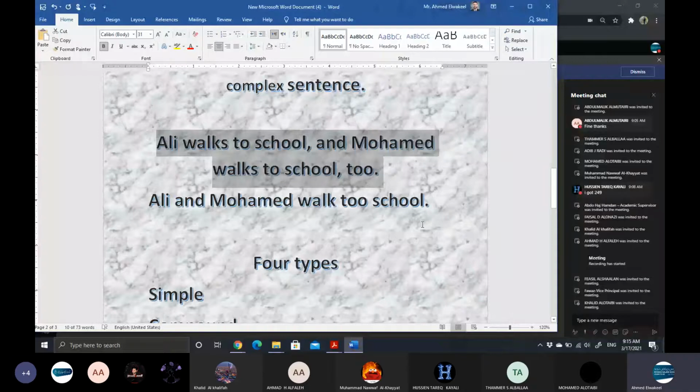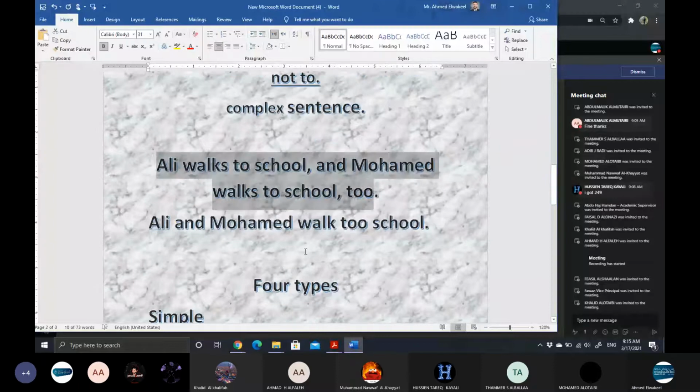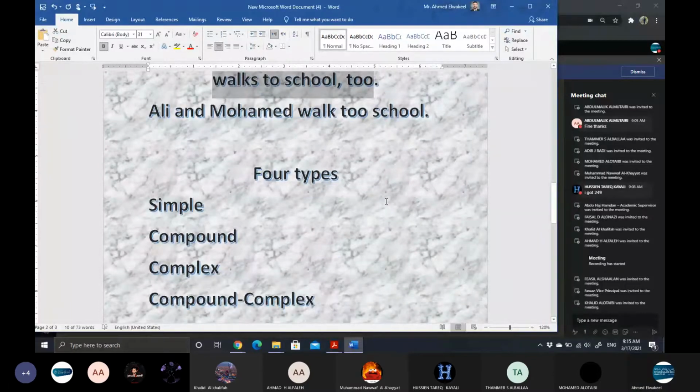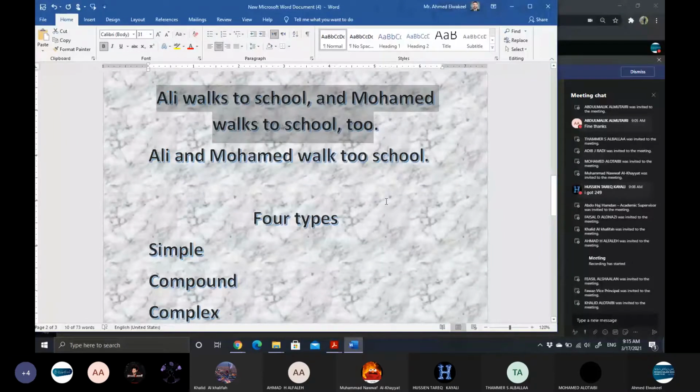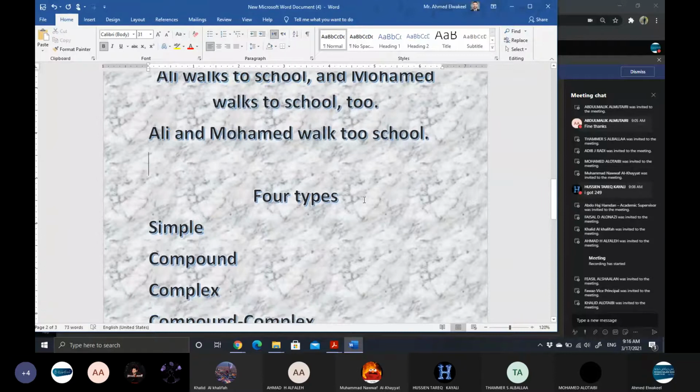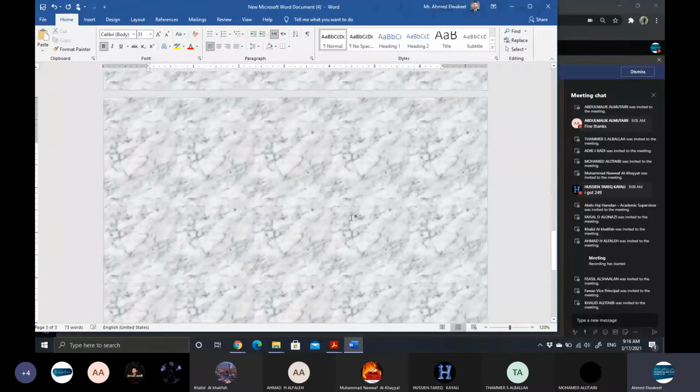But the type itself in this sentence is what? What is the type of this sentence, Khalid? Is it simple, compound, complex, or compound complex? Khalid? I think Khalid needs some coffee, guys.